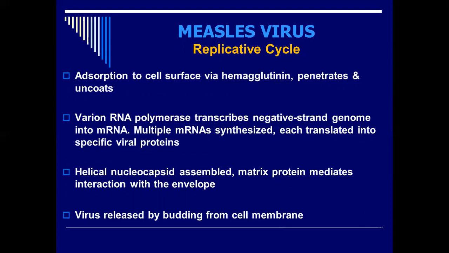The helical nucleocapsid is assembled, the matrix proteins mediate the interaction with the envelope, and the virus is released by budding from the cell membrane. So this is how the virus replicates. It is absorbed through its receptors, penetrates, uncoats, changes the negative strand genome into positive strand mRNAs, synthesizes different molecules, and makes its proteins. And then these proteins make the virus structural proteins and the virus functional enzymes.